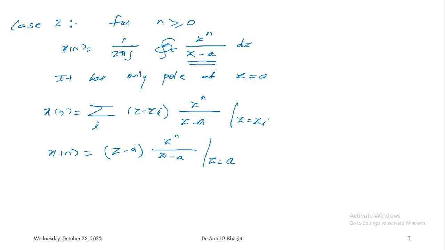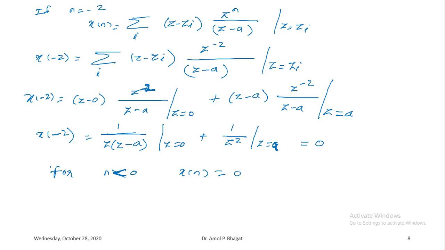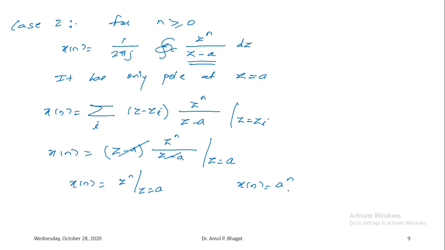This z minus a will get cancelled, so x of n is simply z to the power n, evaluated at z equals a. Substituting z equals a, x of n is simply a to the power n. So for positive values of n, x of n will be a to the power n. Therefore, if you combine these two results, for negative values of n, x of n is 0, and for positive values of n, x of n is a to the power n. So these two different results we have.